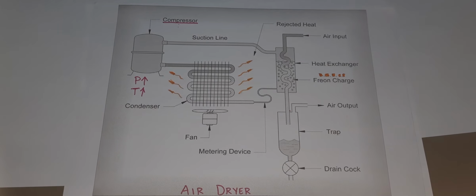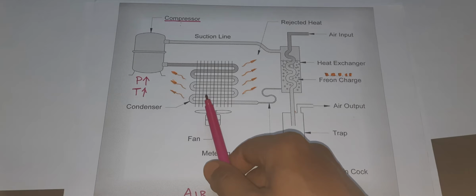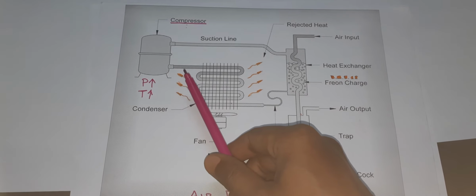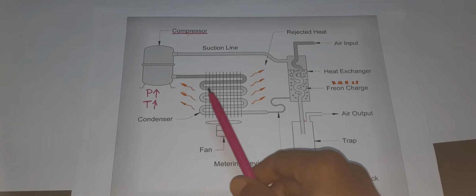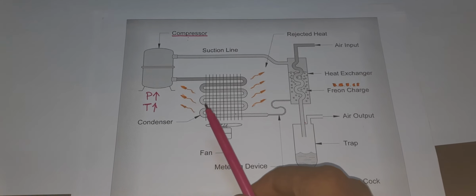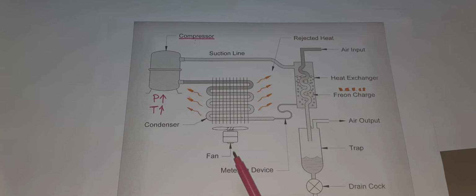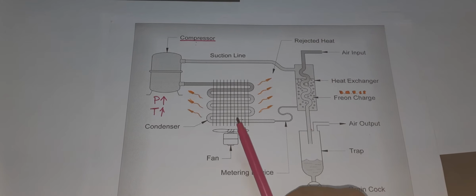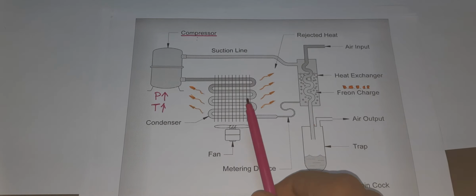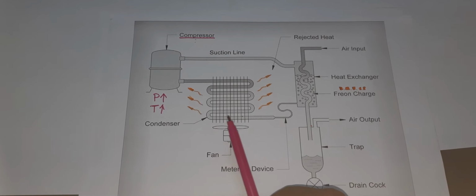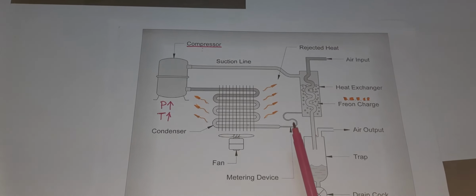As you can see here, this is the condenser. Hot gases are passing through the condenser. Okay. Because of this exhaust fan, the hot air gets exhausted. Further, the gas gets cooled and moves to the next stage.